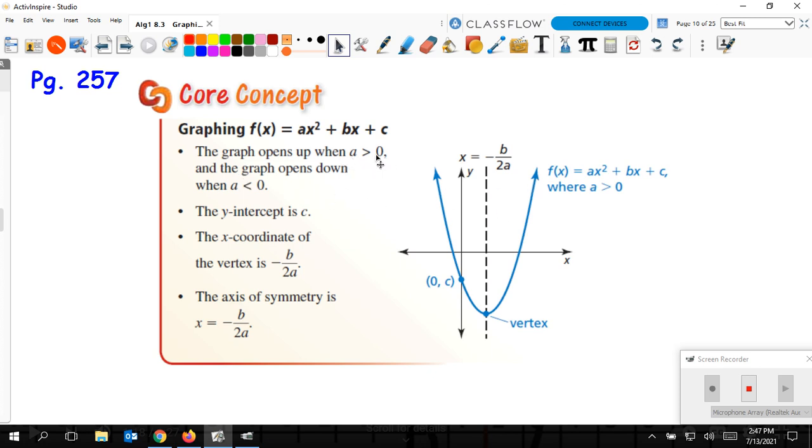a is greater than 0, positive, opens up. So that's what this is saying. This means positive right here. And then a is less than 0 means negative, and that means it's going to open down.